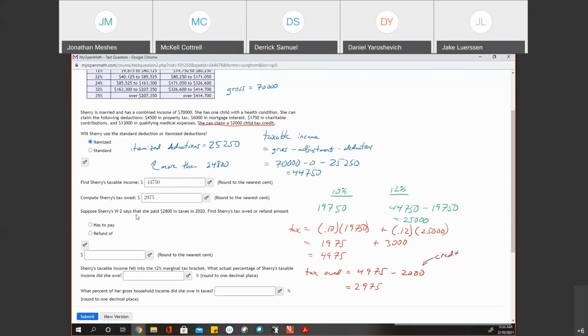Okay, it says that she paid $2,800 in taxes in 2020. She owes $2,975, so she didn't pay enough taxes, so she's going to have to pay extra. And the amount that she has to pay is the difference. So if we take the difference, 2,975 minus 2,800, we get $175.